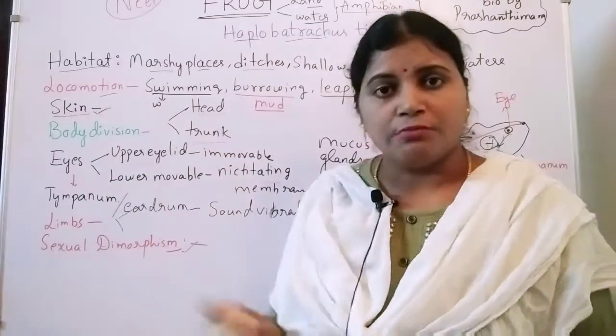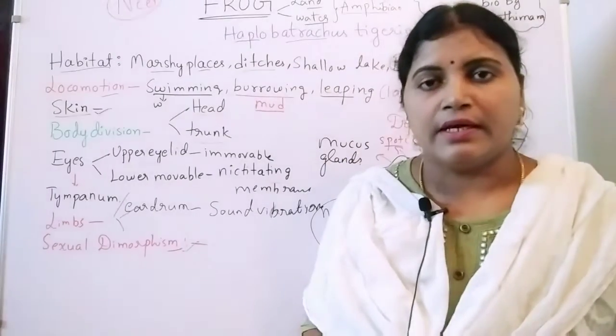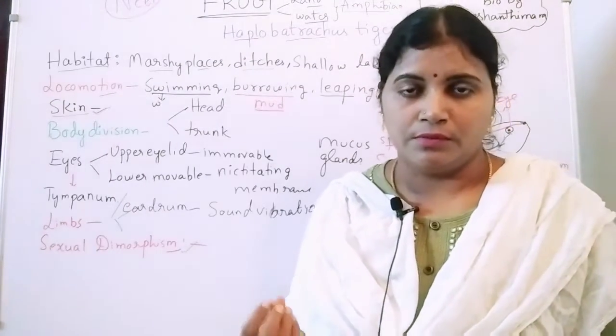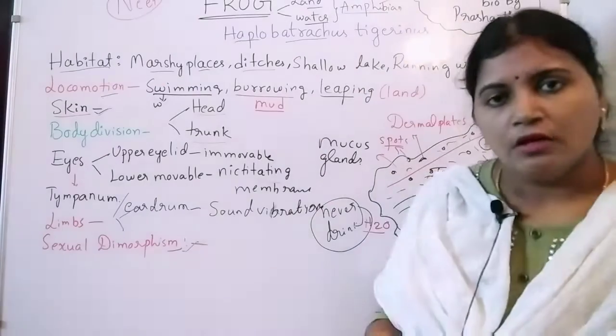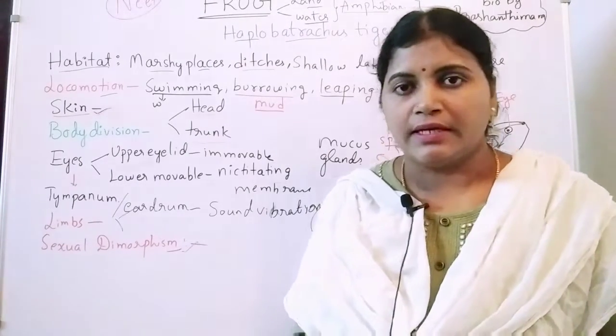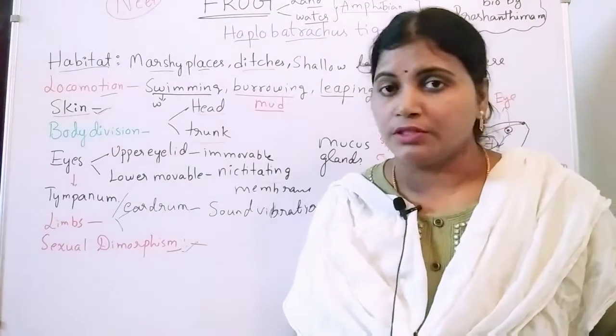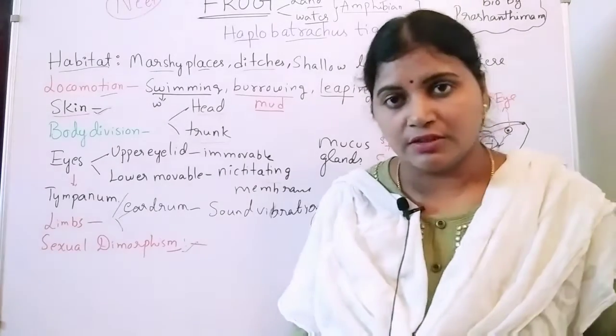Next, the skin is very moist and loose, loosely attached to the muscles, and it contains mucus glands so that it is able to respire, and at the same time it absorbs water. Why? Because it is not able to drink the water.